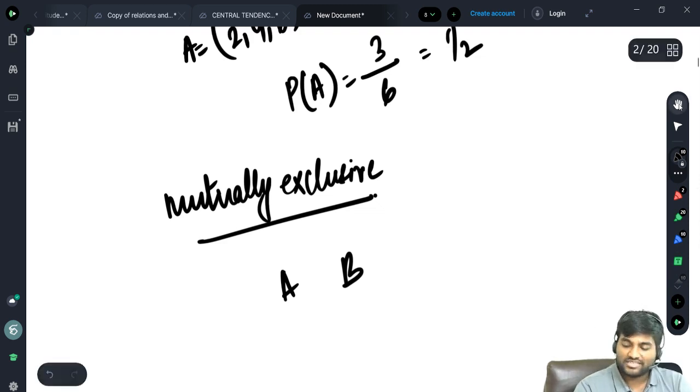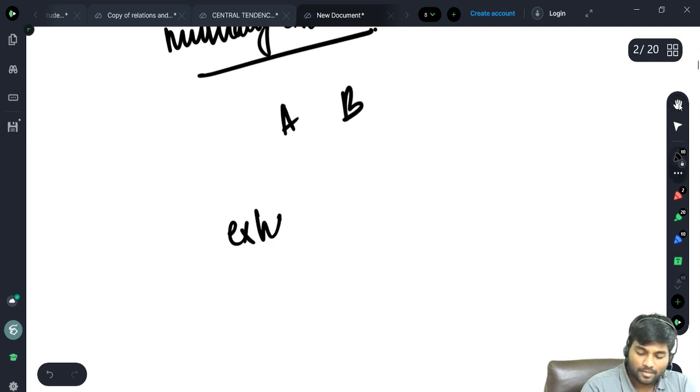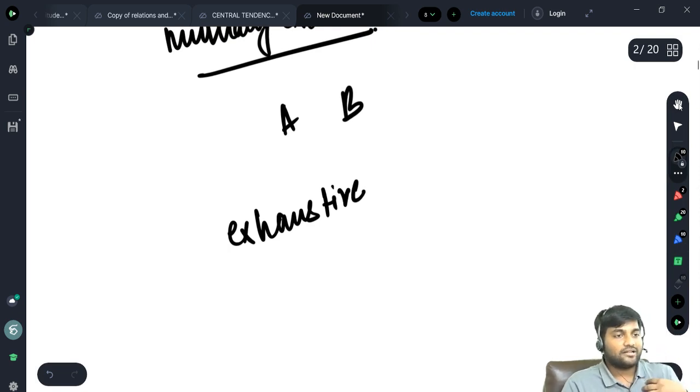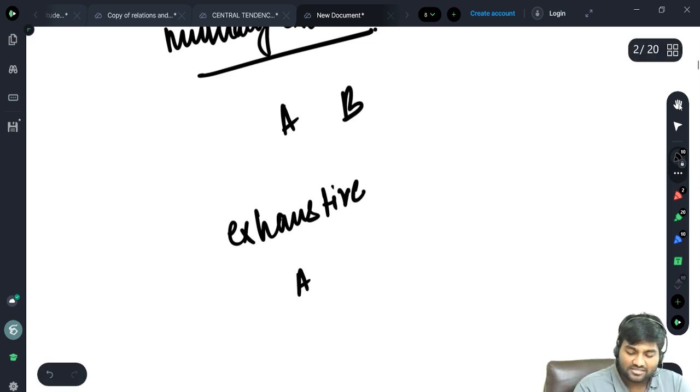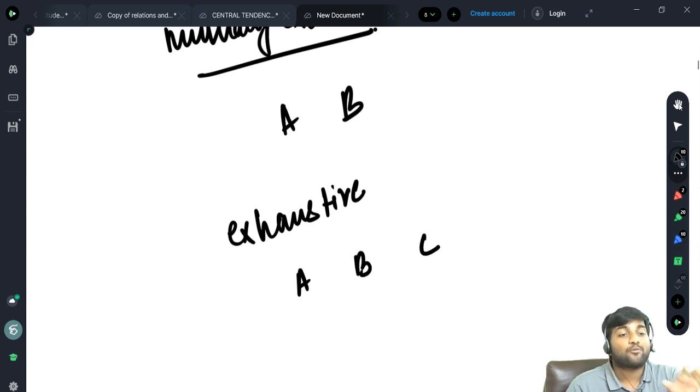What is exhaustive? What is exhaustive events? When we market ourselves, we say our coverage is exhaustive. This means what? We cover all the things. So let's say suppose if there are three events, there is no other event which is possible other than these three events. It is known as exhaustiveness. So the total probability will be what? One. I am not commenting on whether A or B can occur simultaneously or not, B or C can occur simultaneously or not, A or C can occur simultaneously or not. I am just saying that no other event will occur other than these three events. So the total probability will be 1.